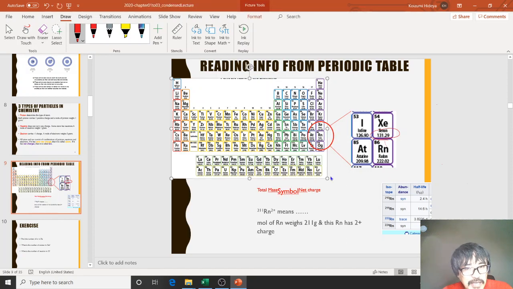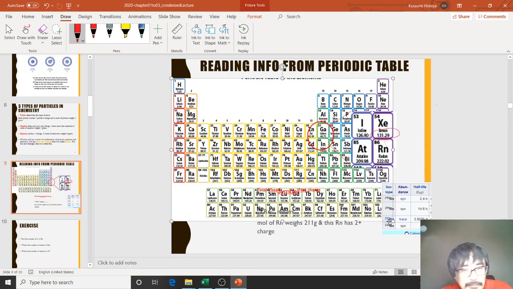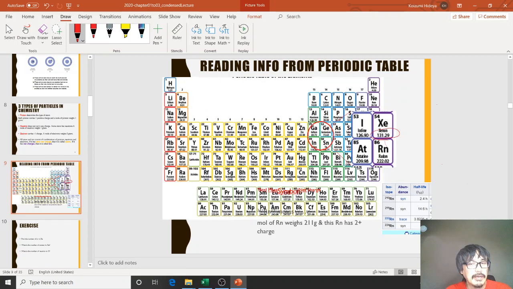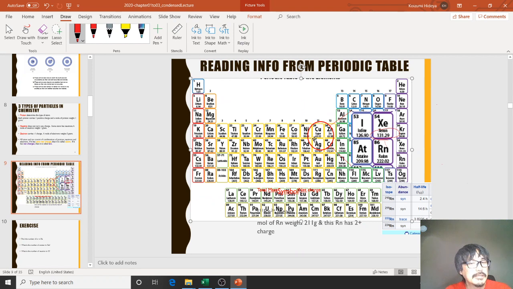So let's just do the copper here. Copper right here is 63.55. I'm looking at the copper right here. It says 63.55.